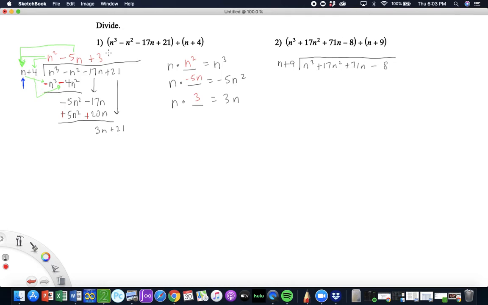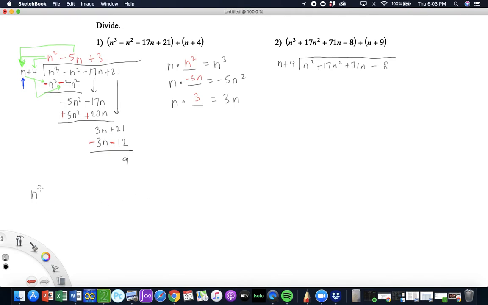And then I do the process again. So 3 times n is 3n, and 3 times 4 is 12. And then again, I take the opposites of those. So I make them switch their signs, add down, and I got 9. All right, so the remainder right here, you'll notice that I can't take n times anything to equal 9, so I know that I'm finished with the problem.